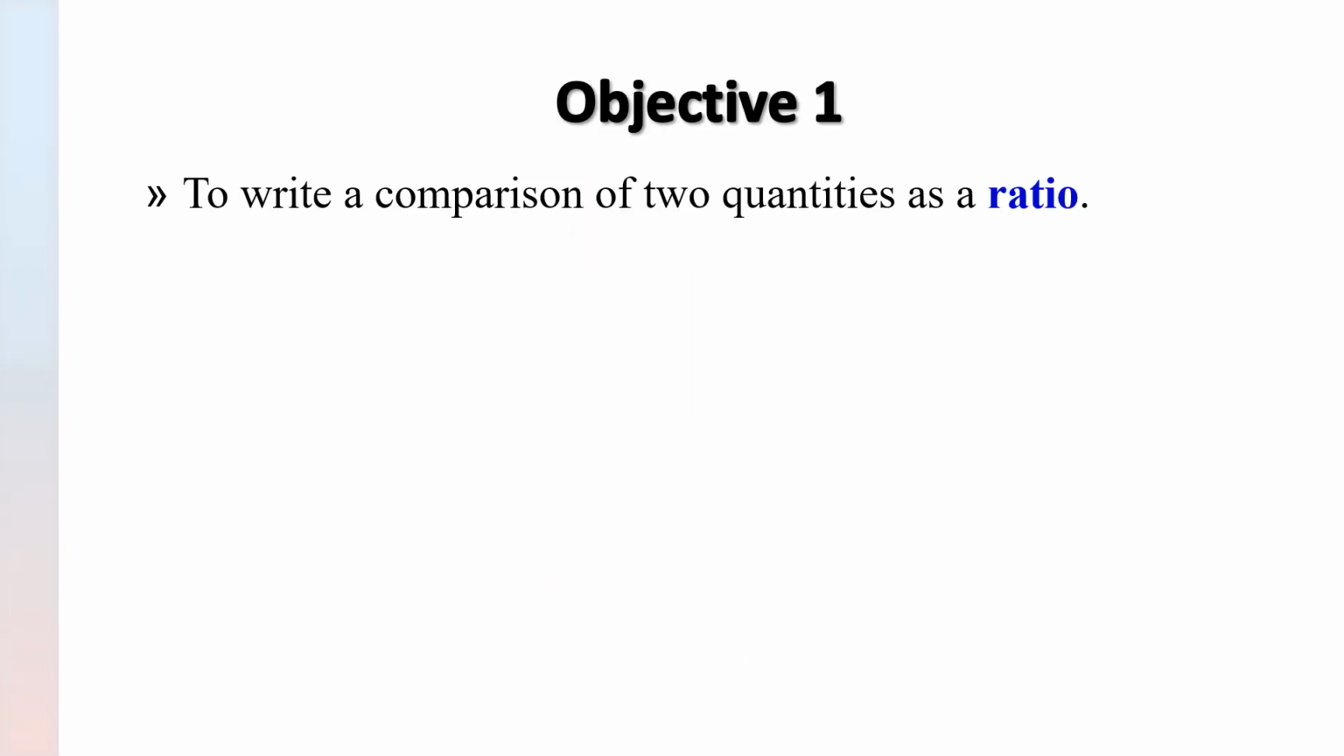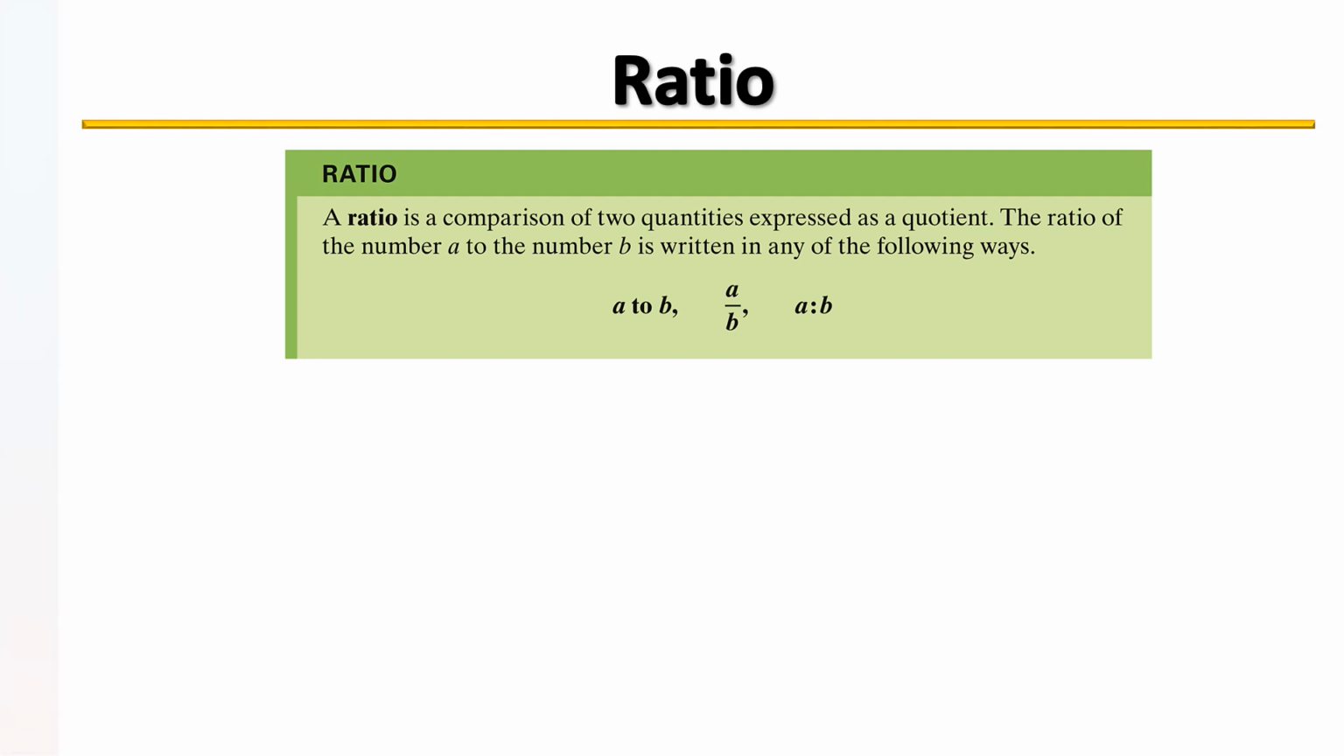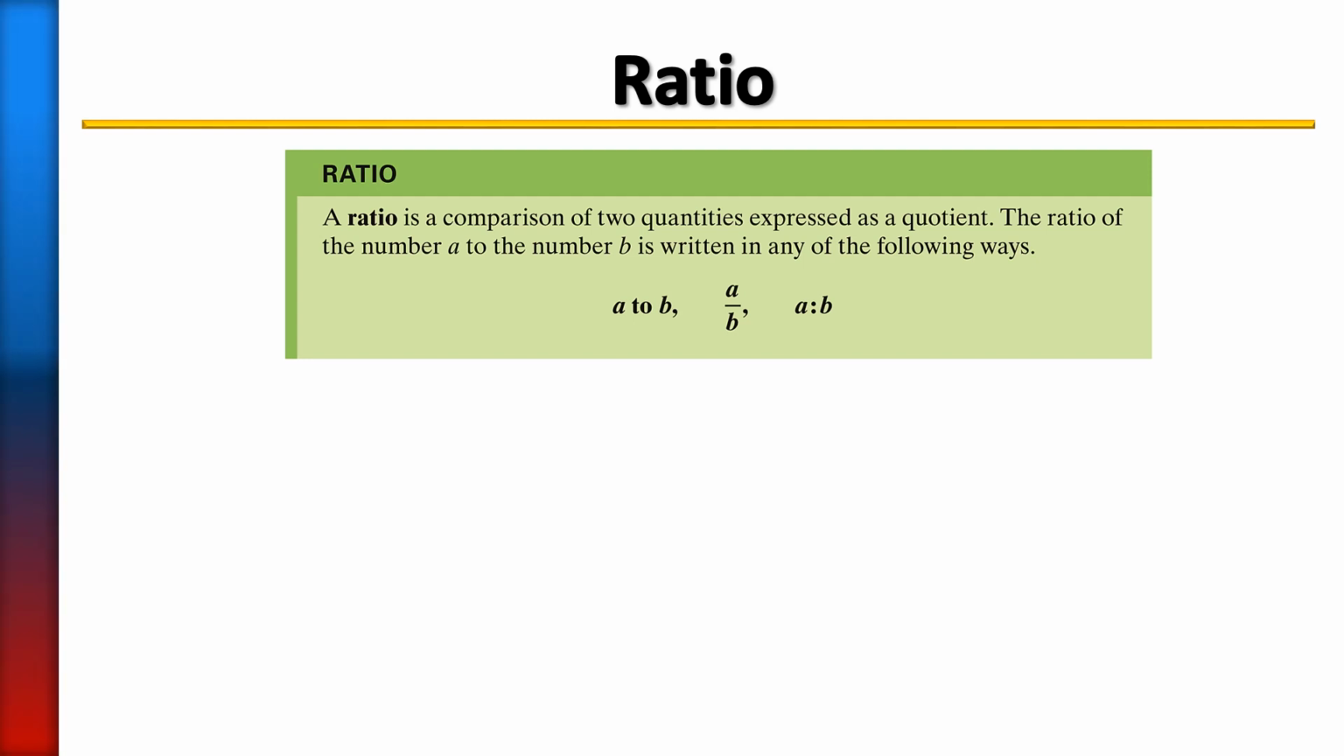The first objective is to write a comparison of two quantities as a ratio. A ratio is a comparison of two quantities expressed as a quotient. The ratio of the number A to the number B is written in any of the following ways. So the three ways you can write it is A to B, A over B, and A colon B. Again, it is nothing more than expressing a division, but writing it in three different forms.